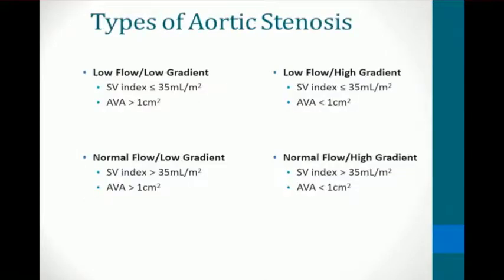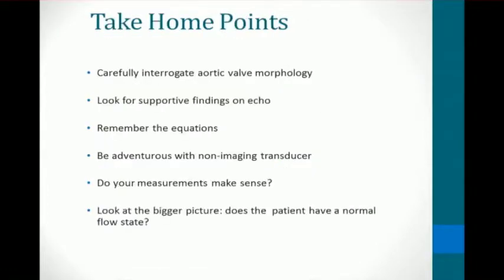There are 4 types of aortic stenosis. The usual one we think of is the normal flow, high gradient aortic stenosis. We just reviewed a case that was a patient with low flow, high gradient aortic stenosis. There's also low flow, low gradient aortic stenosis, where the patient is in a low flow state and they have low flow velocities. Essentially, the ventricle cannot produce enough force to cause severe AS. And finally, the normal flow, low gradient AS, where the patient is in a normal flow state but does not have high flow velocities.